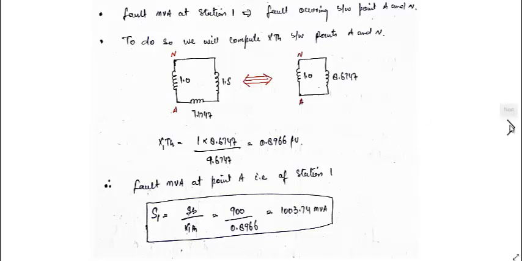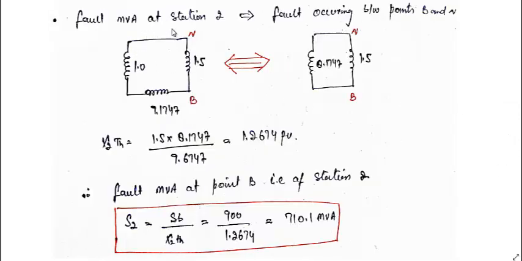Now similarly, we can calculate the fault MVA at station 2, that is point B. This is a fault occurring between point B and N. Now these two will be in series, and the combination of these two will be in parallel to this. So the series combination is 8.something, and then the parallel combination will be 1.28 something. So here it comes out to be SB divided by XTH, 900 divided by this, which is about 700.